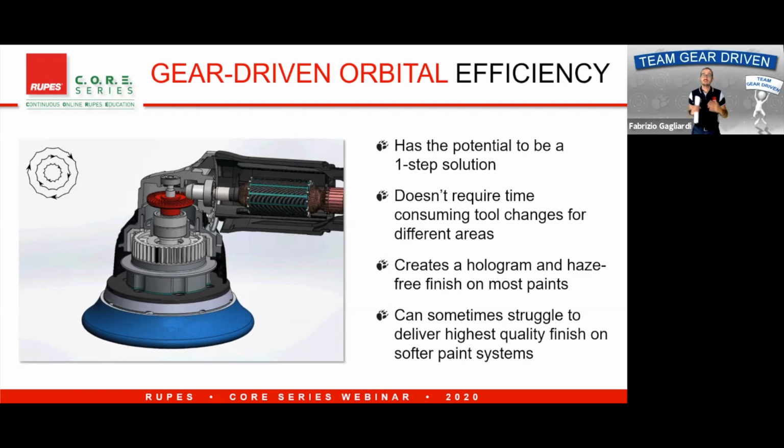And the second element is, can I do just a one-step process? Of course I can. I have a dual action. I have the orbit helping me to get a good finish, even though I'm using wool, even though I'm using cutting compounds. I can have a very good finish. Shall I have the same probabilities to make a one-step job like with the random orbital? Probably not, but the difference is very minimal. So this is a great tool to save time and to save money, because time is money.